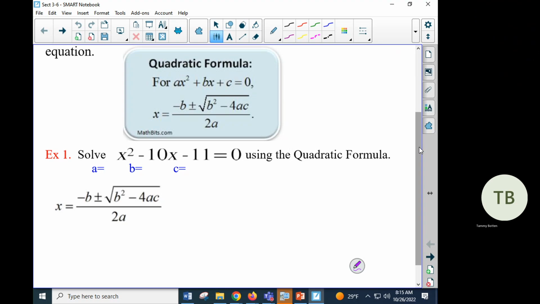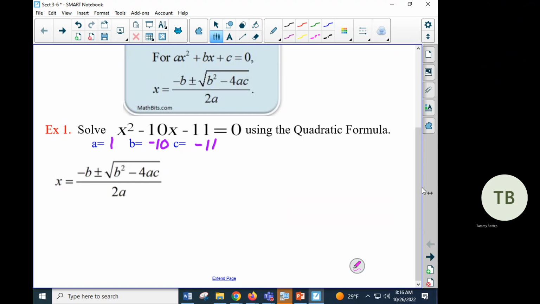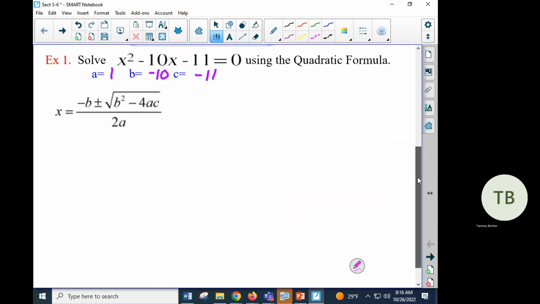So what you do in this is you look at what number is in front of your x squared, and that is your a. And if there's nothing there, you assume it's a 1. In front of your b is -10. And then your constant c is -11. Okay. Now, when we look here, what we would do is just substitute in our a, b, and c into that equation. Okay, so let's go ahead and do that.